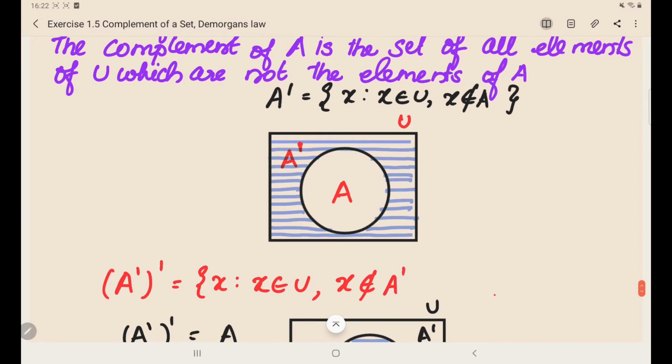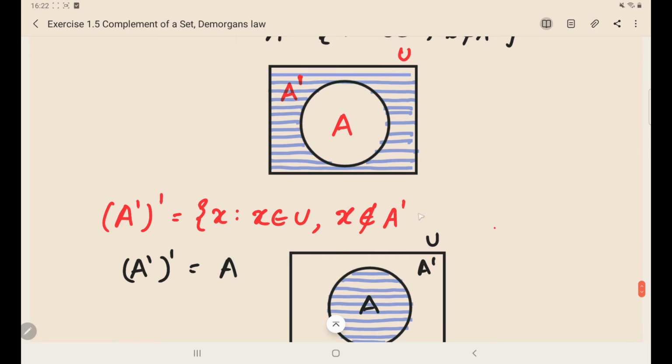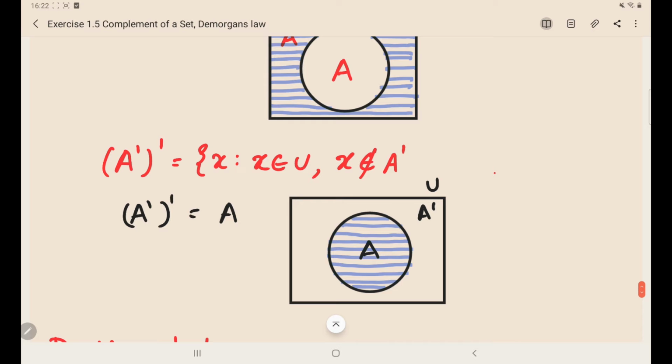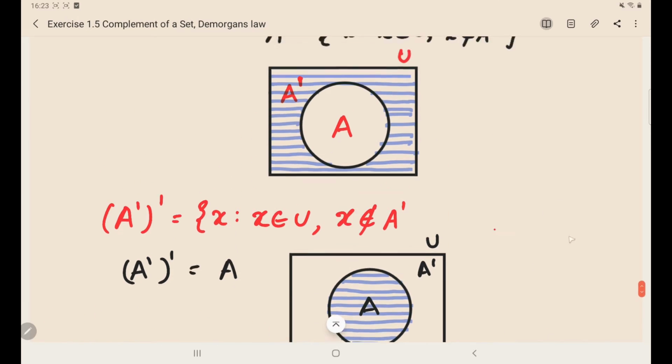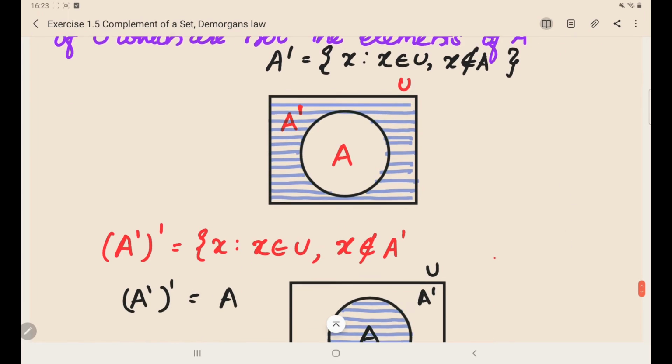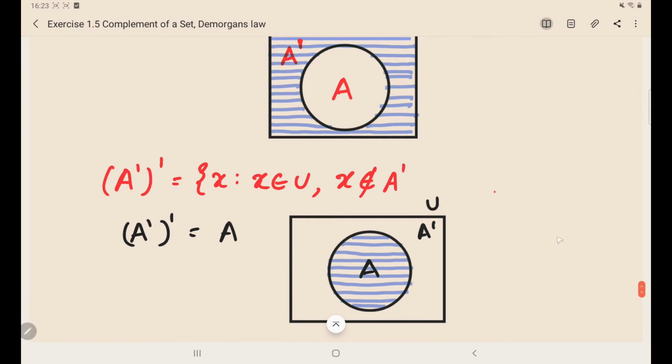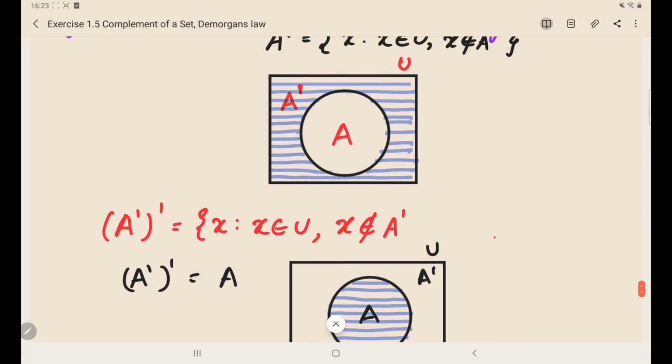Similarly, can you write the complement of A complement? What is that? It is the set of x such that x belongs to the universal set and x does not belong to A complement. A complement is the outside portion of the circle, right? So taking the complement of that again, it is the same as the subset A itself. So the complement of the complement of A is nothing but the same set A itself. I hope it's clear. This is what the complement of a set is. Don't worry, we'll discuss many problems, so you will get a better understanding of this.